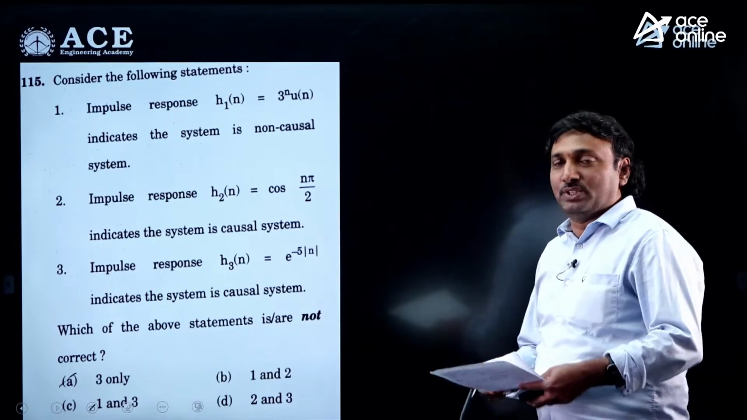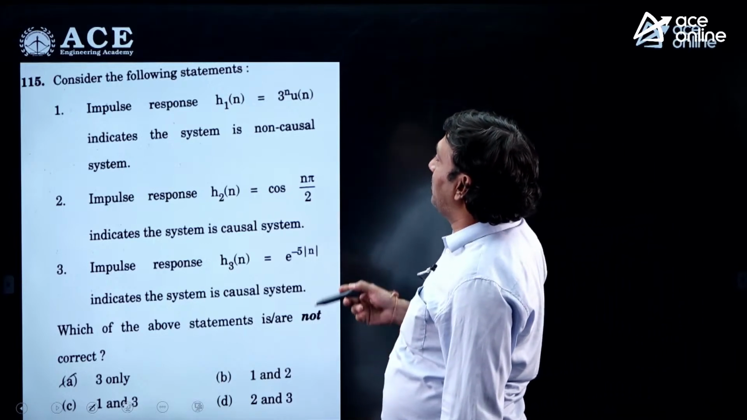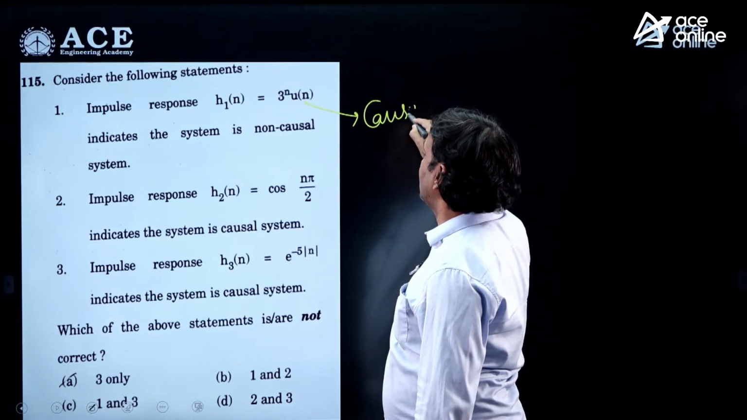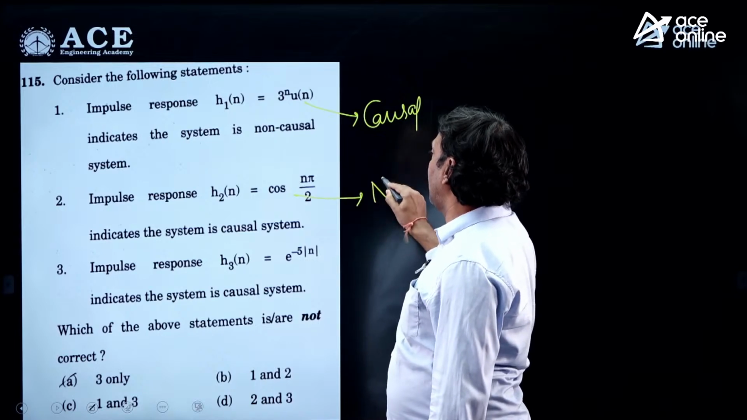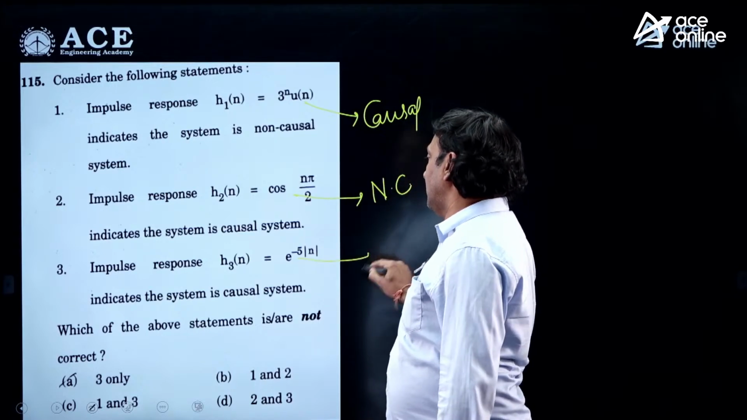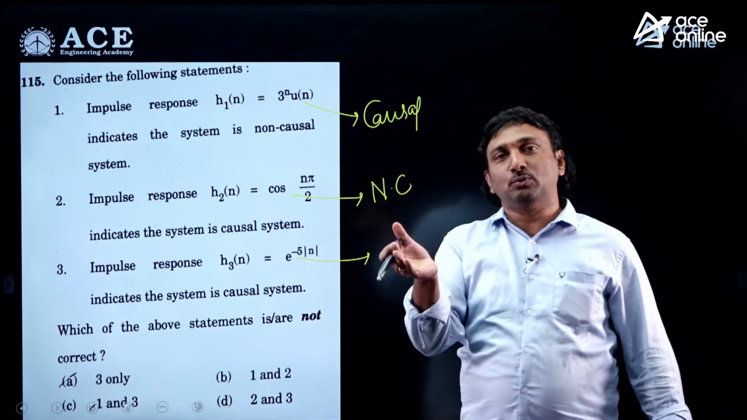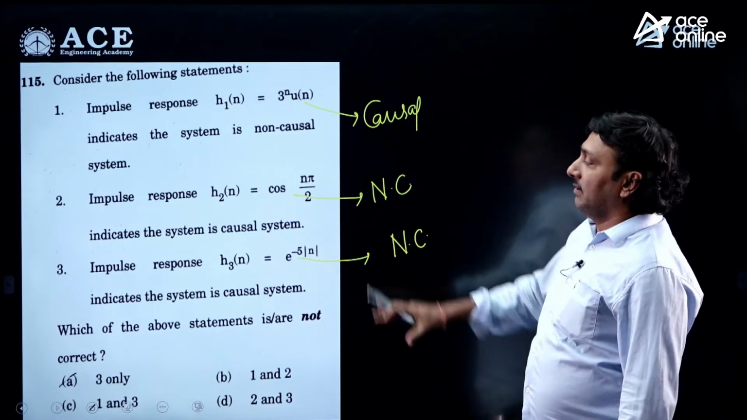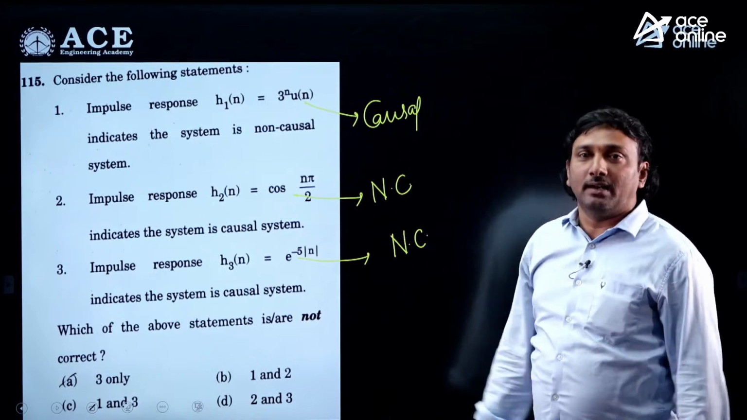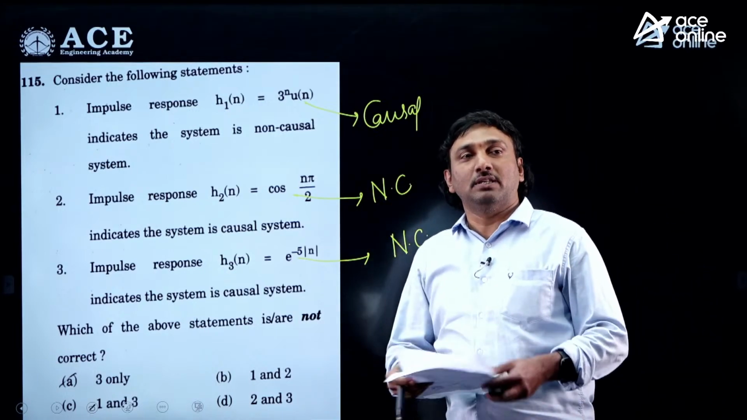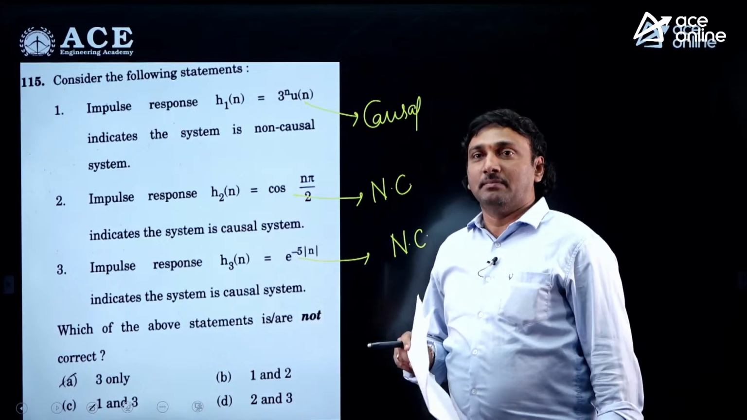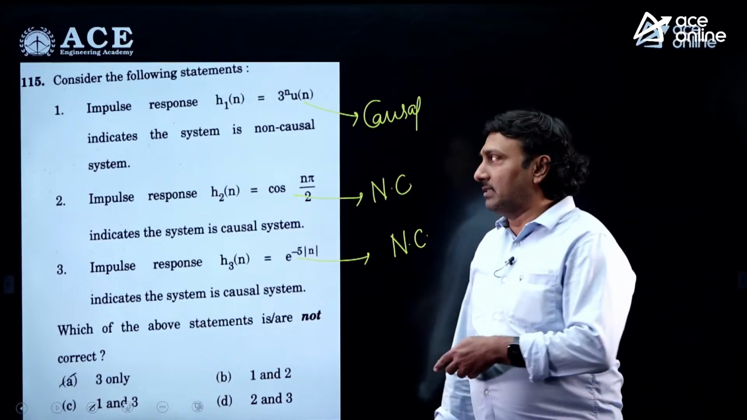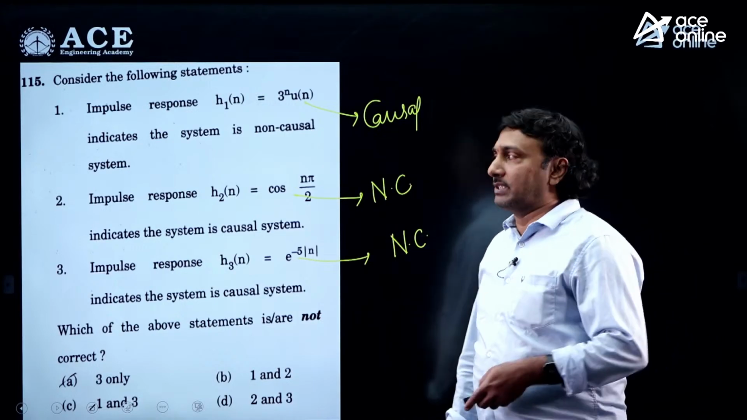If you see this particular question, the impulse response 3 power n u[n] indicates a non-causal system, but it is causal. This original system is causal. Cos n pi by 2 is non-causal, but it is stated as causal. E power minus 5 mod n is a two-sided function, that is non-causal. So which of the above statements are not correct? They have given it indirectly, but options 1, 2, 3 are not available. So this is also wrong with respect to the options, because we know the nature of the signal. So these are some funny models we got this year, all very easy questions.